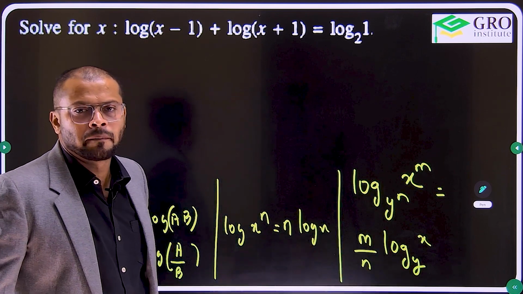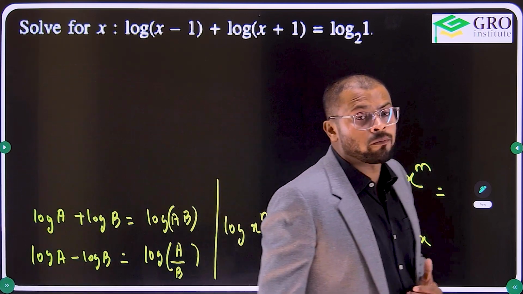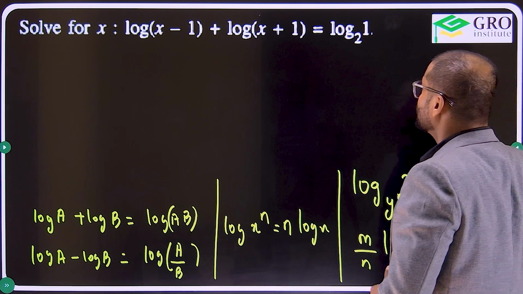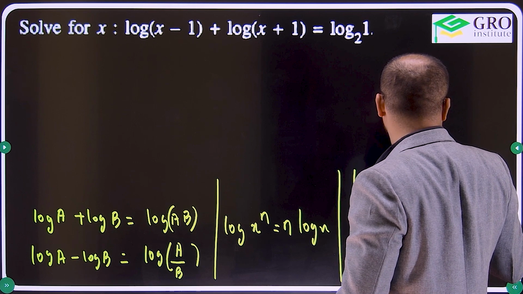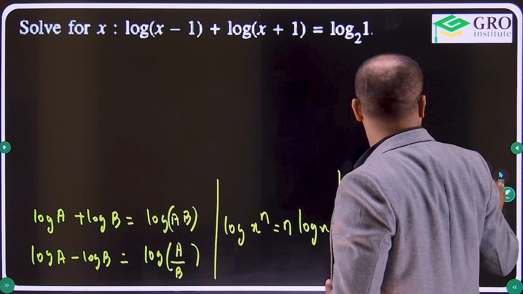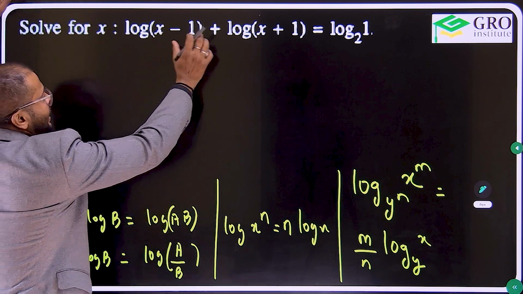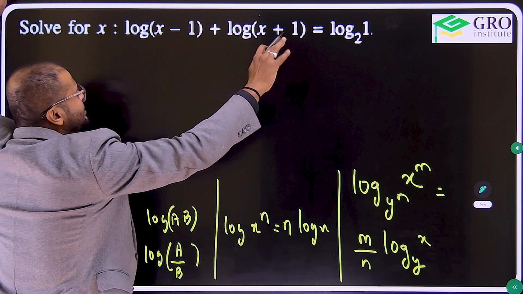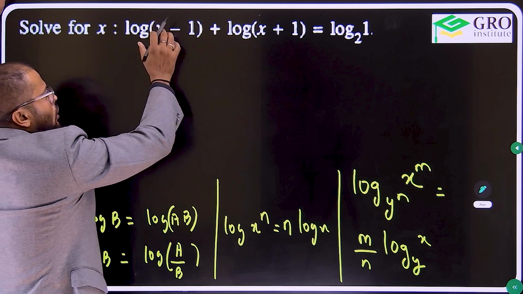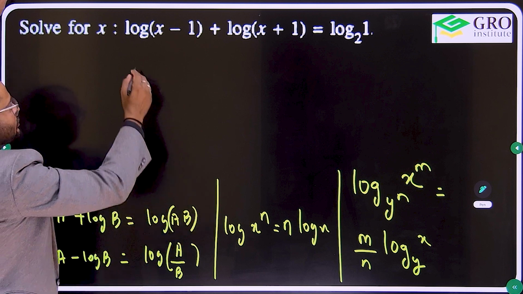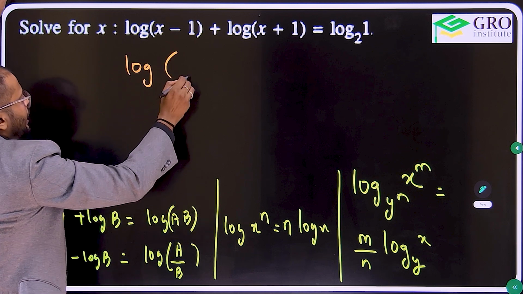This is your property. So all these 4 properties are going to be very, very useful. Check this out. Now solve this question. They are saying solve for x: log of x square minus 1 plus log of x square plus 1. No base is written, we don't have to care about base. Log a plus log b is log ab first of all.